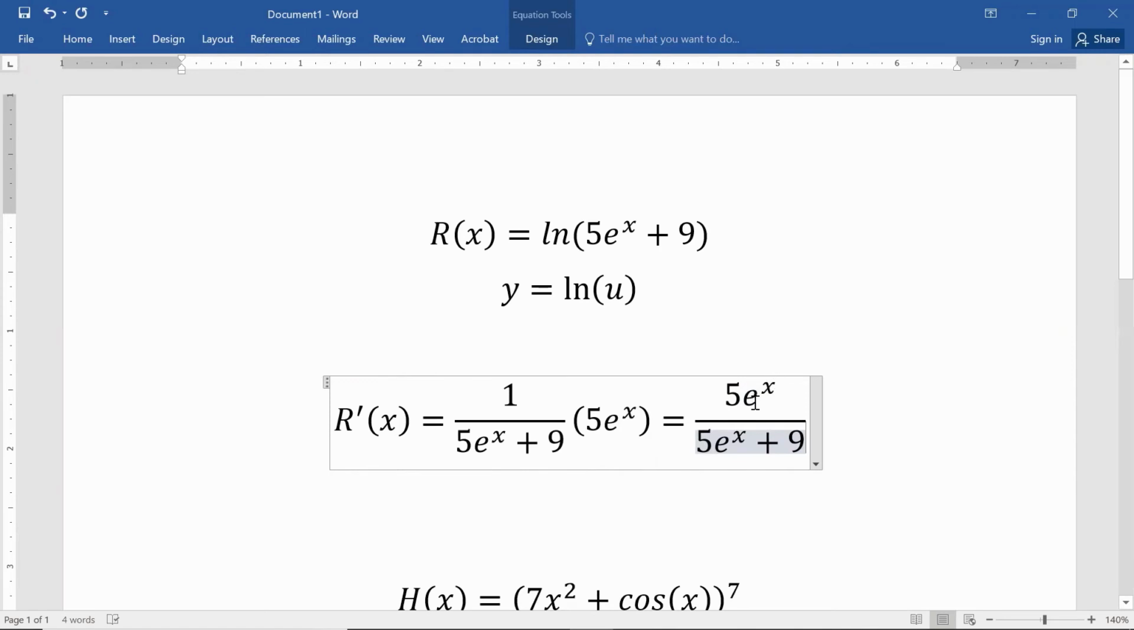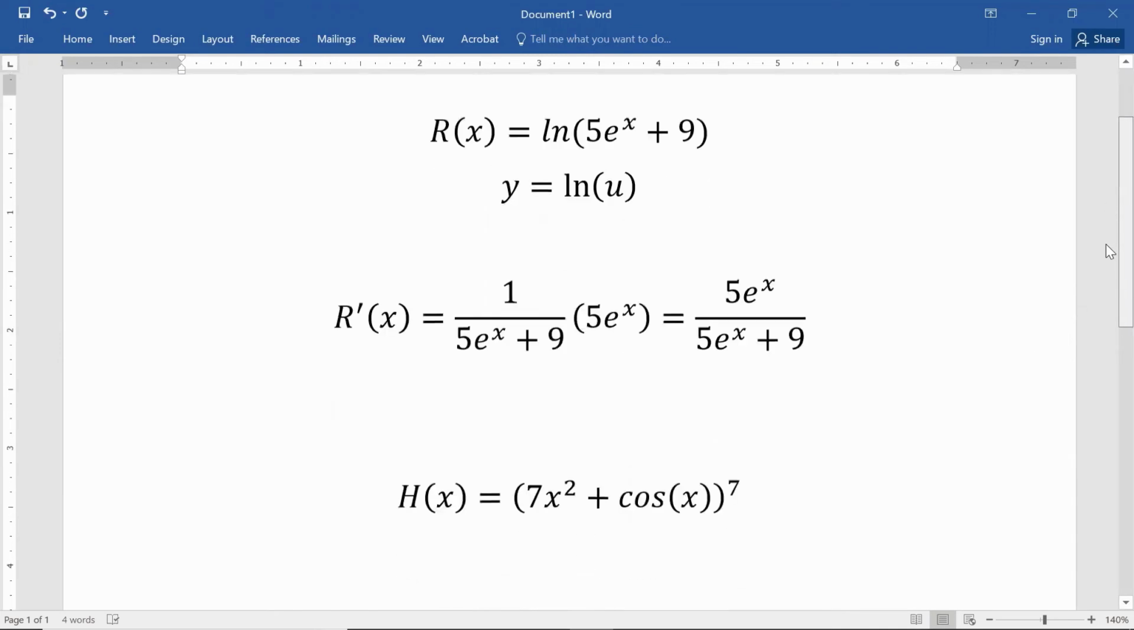Just as a note, don't try to cancel out this 5e to the x on top and bottom. This plus 9 does not allow us to do that. So I cannot cancel out an e to the x on top and on bottom because I have multiple terms on the bottom. You can only cancel out when we have things multiplied, but when we have things added, it's not going to work out. So don't cancel out that e to the x.